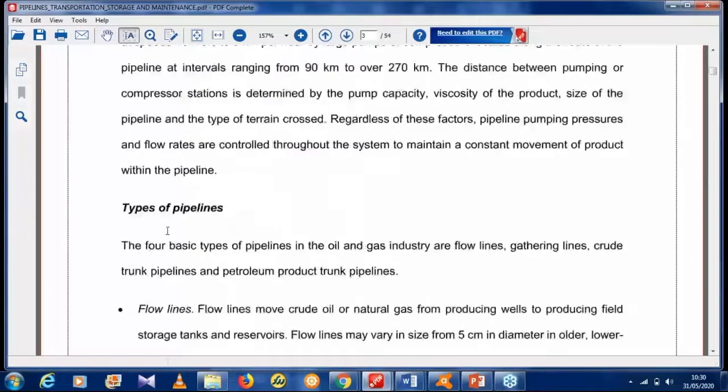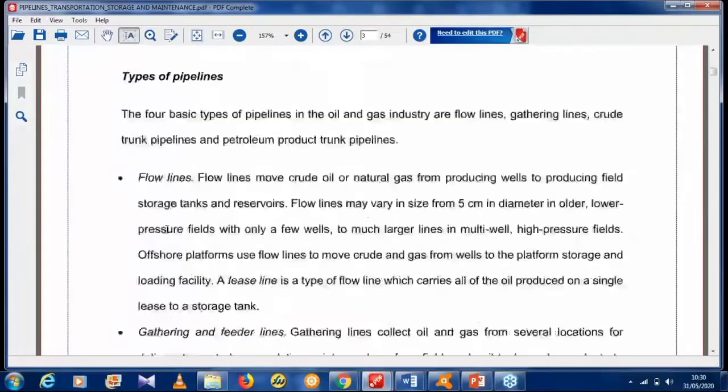So when we now talk about the types of pipeline, we have about four basic types of pipeline. Number one are flow lines. Another one is gathering lines. You heard us mention them while we were starting this session, we mentioned them briefly. We talked about flow lines, gathering lines, and the rest of them.